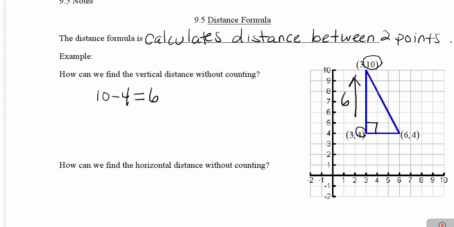Then how can we find the horizontal distance without counting? Same exact method. The only thing that's changing here is the x-coordinate. So we would subtract our x-coordinates, 6 minus 3. So our horizontal distance would then have to be 3.